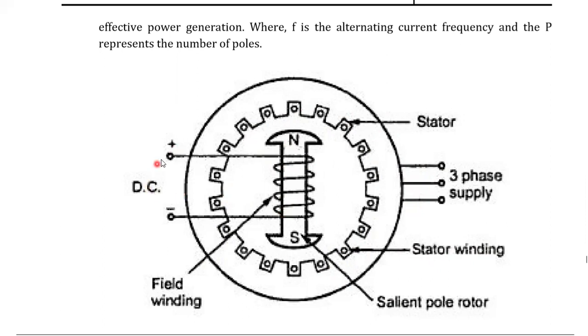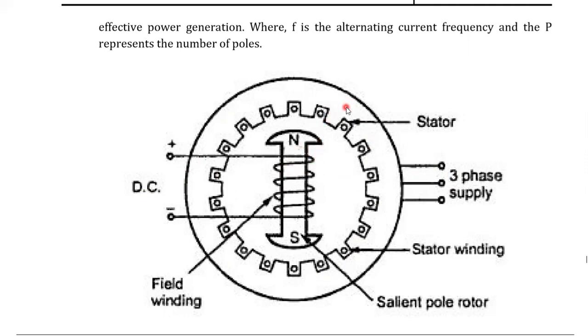For the salient pole rotor, we have to give the power supply externally. This is called the field winding, so remember this. Here the stator is excited by three-phase supply, and the rotor is excited by DC supply. That's why it is called a doubly excited machine. A synchronous machine is called doubly excited. Because of the three-phase supply, a rotating magnetic field is developed in this machine. Understood? And this rotor is rotating at synchronous speed.